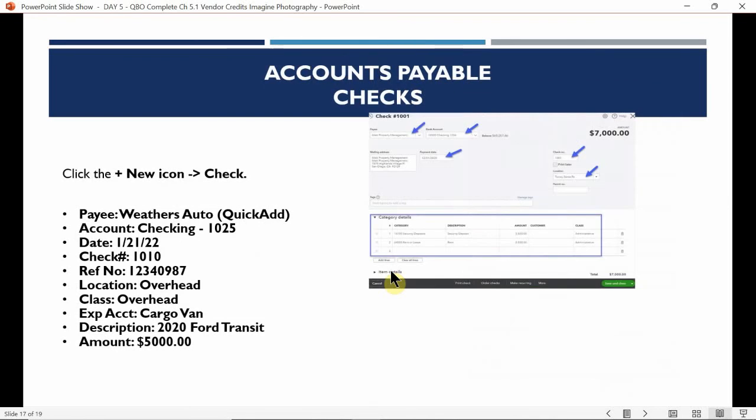So now we are ready to enter in our liabilities. Starting with the first one, we are going to be writing a check, because of course, in order for us to buy the car, you have to go to the dealership. And when you go to the dealership, you're going to make a down payment.